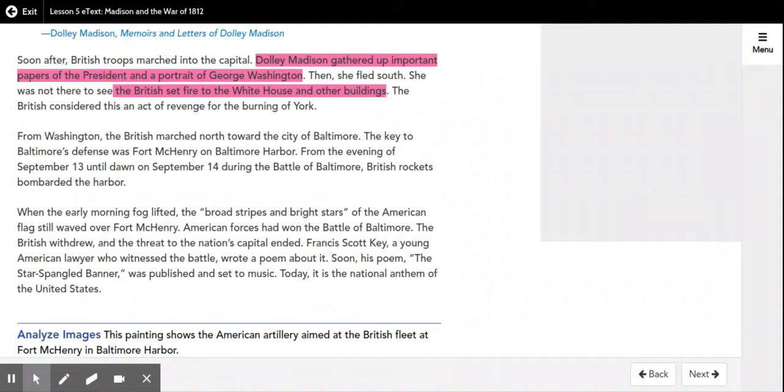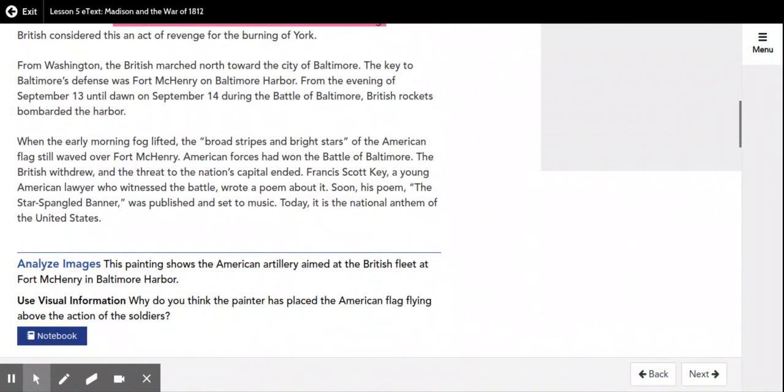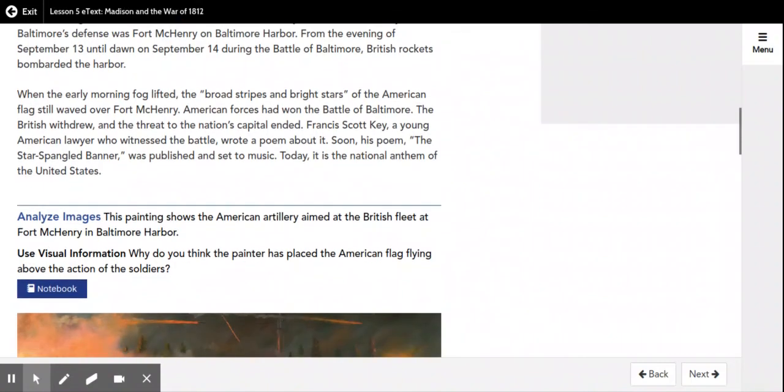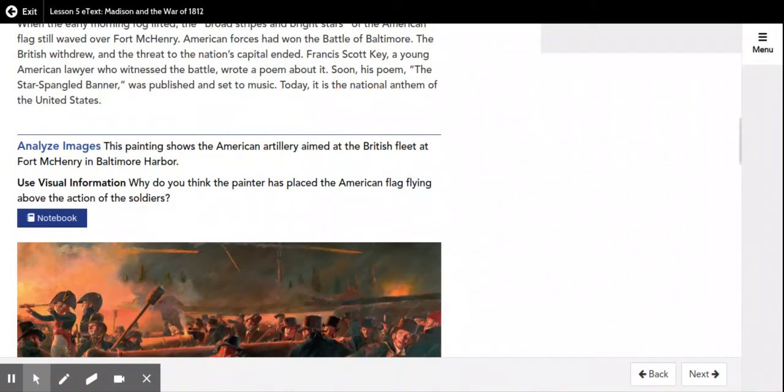The British withdrew, and the threat to the nation's capital ended. Francis Scott Key, a young American lawyer who witnessed the battle, wrote a poem about it. Soon his poem, The Star-Spangled Banner, was published and set to music. Today, it is the national anthem of the United States.